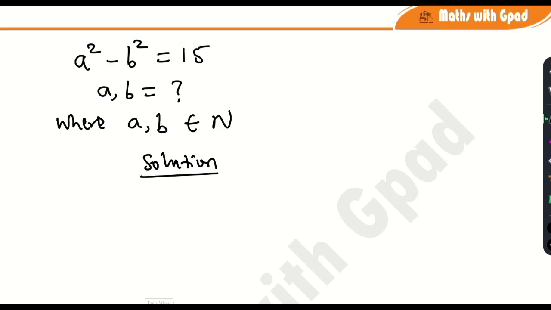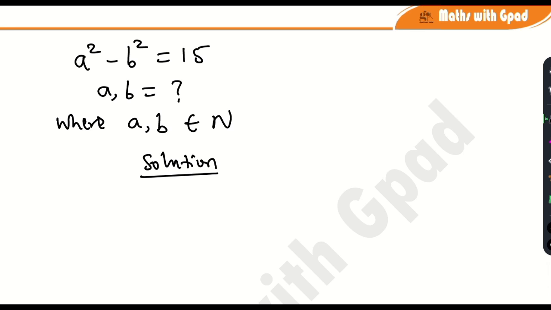In this video, I'm going to be solving this equation. It says that a squared minus b squared is equal to 15, and we're asked to get the value of a, and then the value of b. There's a condition here, where a and b are elements of the natural numbers.